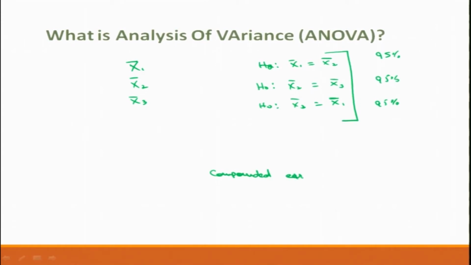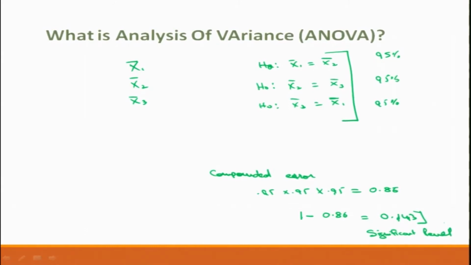Compounded error I could put here. That would be 0.95 into 0.95 into 0.95, which comes down to 0.86 something. So, 1 minus 0.86, which is equal to 0.14, becomes my significant level here.